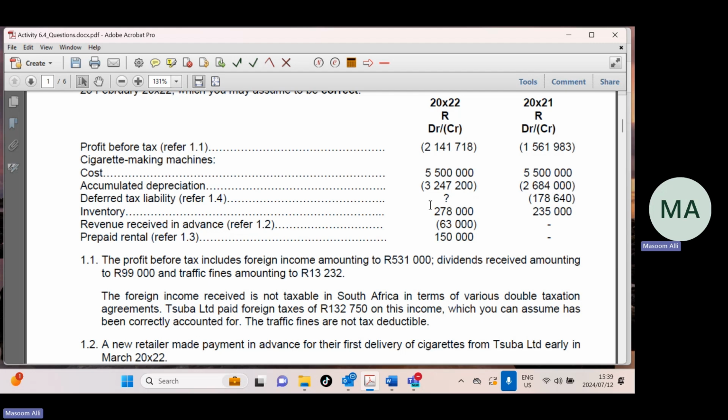Over here, we have a question mark with the deferred tax liability. So obviously, if we think about how we calculate our deferred tax, we know that, okay, great, it is going to be a deferred tax calculation that we need to be doing. Okay.